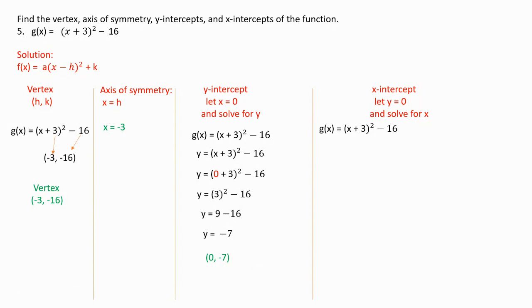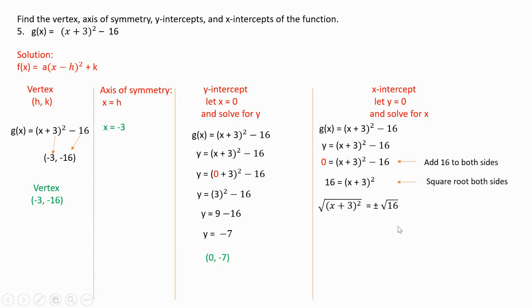Now, to find the x-intercepts, we can do it in two ways. We can distribute or FOIL the x plus 3 squared and then subtract 16 and try to factor it. But in my opinion, since it's already in this form, just solve it like this. Let me show you how it's done. For the x-intercept, we let y equal 0, so we plug in 0 for y. We add 16 to both sides because we're trying to solve for x, and then we take the square root of both sides to cancel the square.